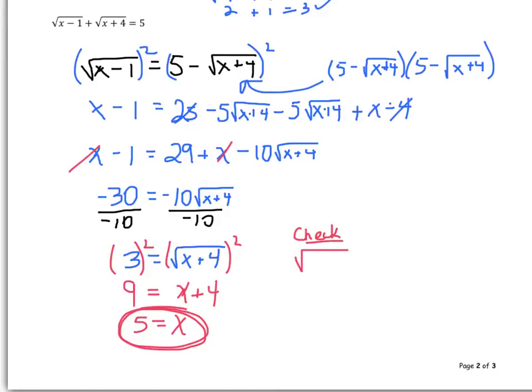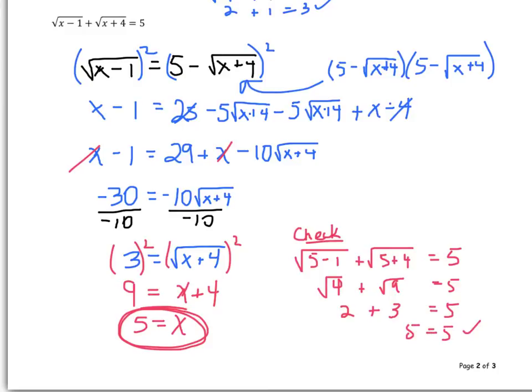Okay, so this gives me the square root of 5 minus 1 plus the square root of 5 plus 4. And we'll see, does that equal 5? Well, this is now the square root of 4 plus the square root of 9, which is 2 plus 3. And so in fact, that's 5. And it does check out. So now I can have some confidence that in fact x equals 5 is our solution.